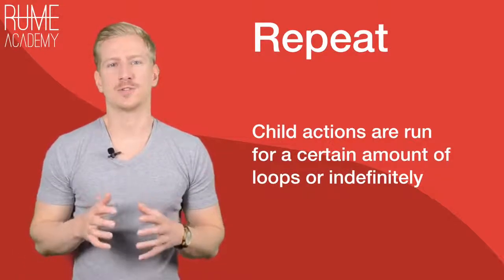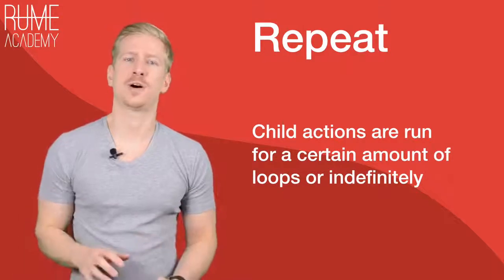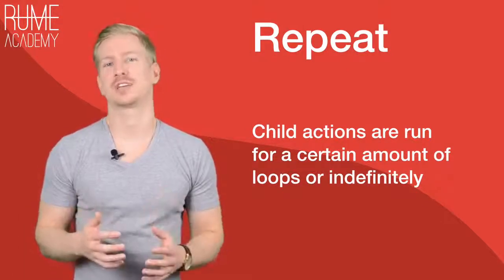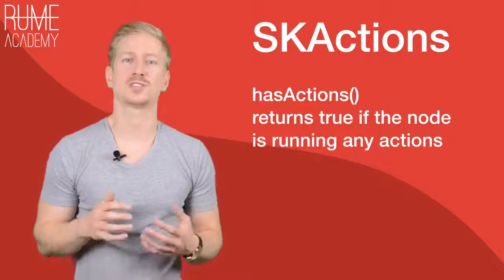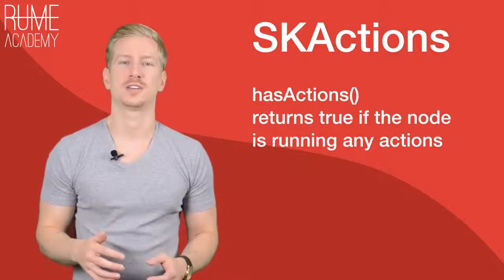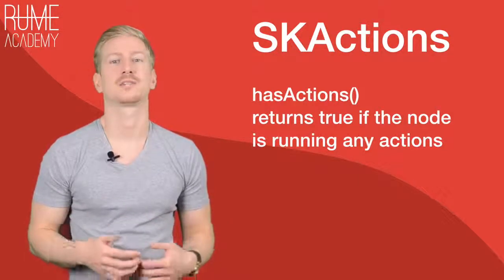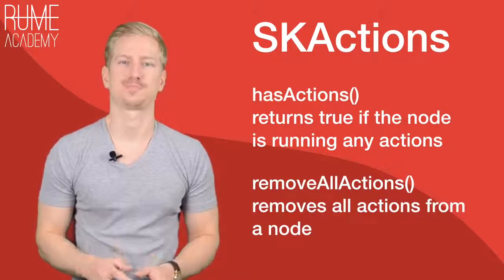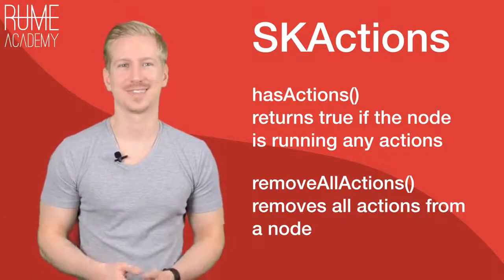Now we've talked about how nodes can run actions. Let's talk about how they can influence actions. The hasActions method allows us to check whether or not a node is currently running any actions, and removeAllActions allows us to remove all actions.